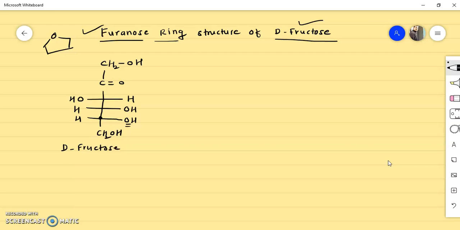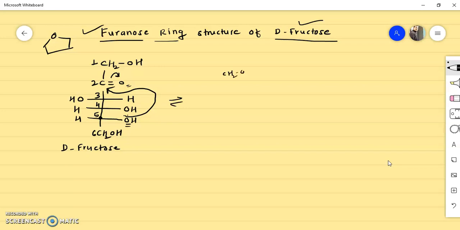Now to draw the Furanose ring structure for this D fructose, what we need to do? If we give numbering, then this is first carbon, this is second carbon, this is third, fourth, fifth and sixth carbon. So to draw the 5-membered oxide ring, we have to attack the hydroxy group of fifth carbon. So this hydroxy group will attack on this free carbonyl group, and there is a formation of OH group here. Now depending upon the position of this OH group, there are 2 anomers. So I will draw over here the 2 anomers.